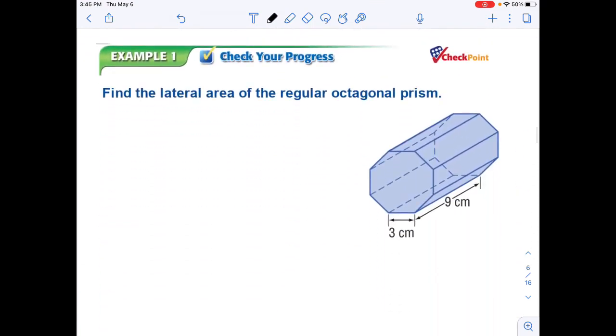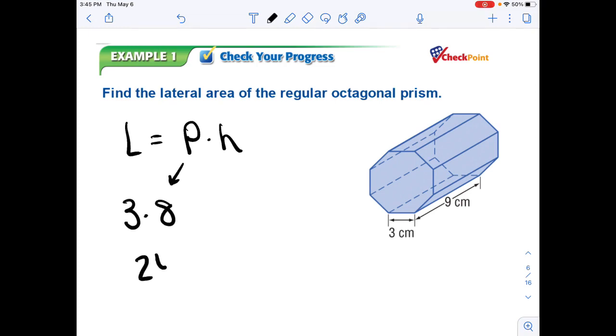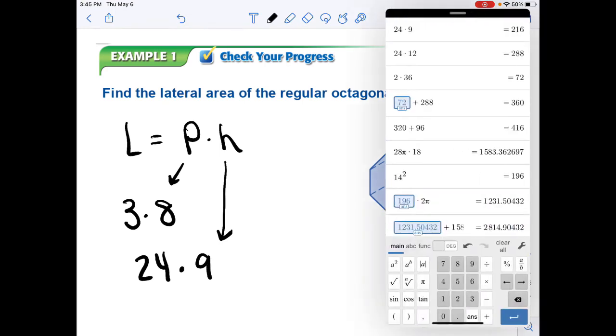Find the lateral area of the regular octagonal prism. Once again, lateral area is just the perimeter of the base times the height. So we have a 3 for one side. We can multiply that by how many sides there are. We get 24 centimeters for the base, and then the height is 9. When you multiply those, you end up getting 216 square centimeters.